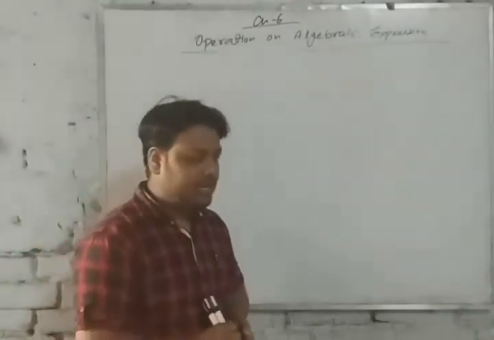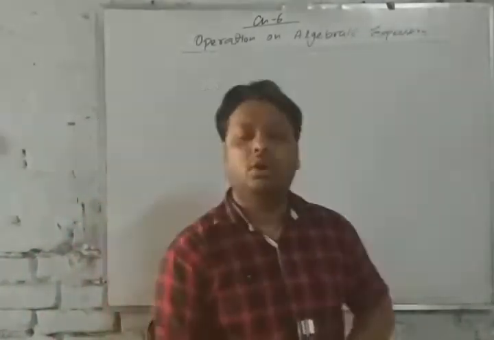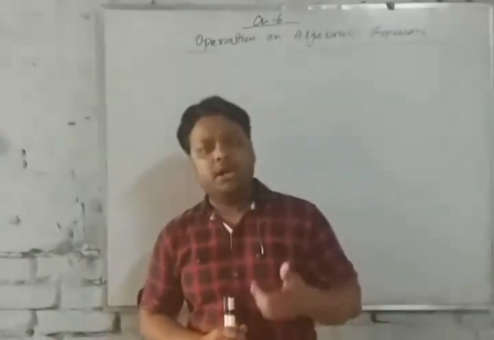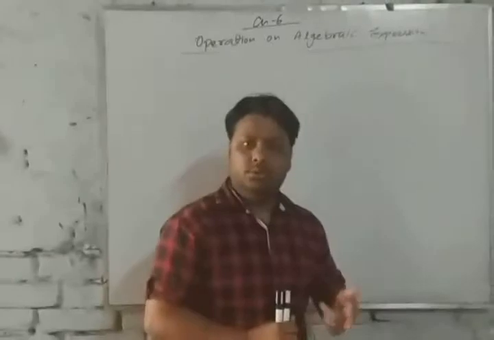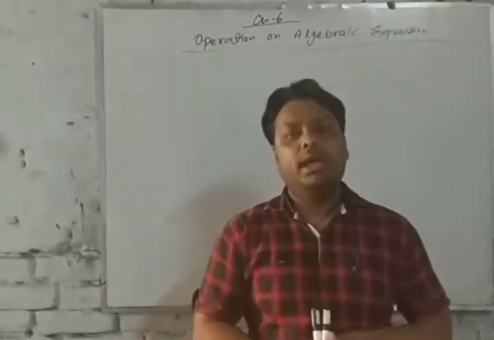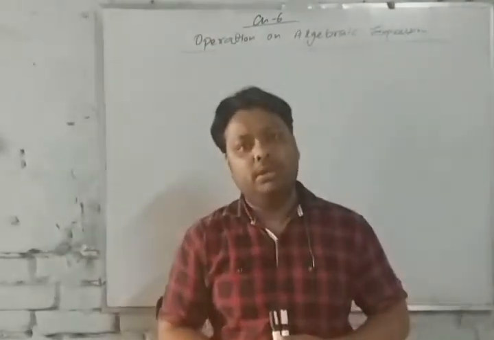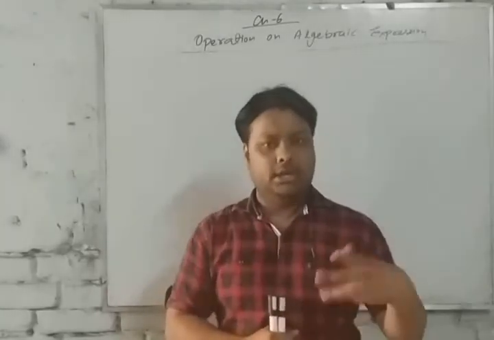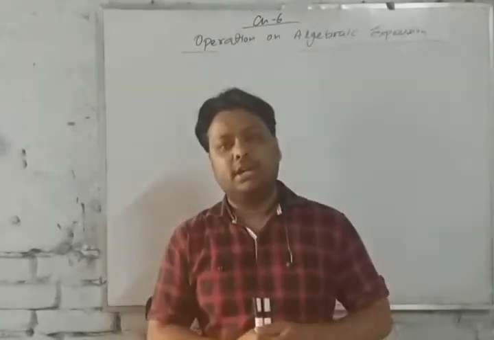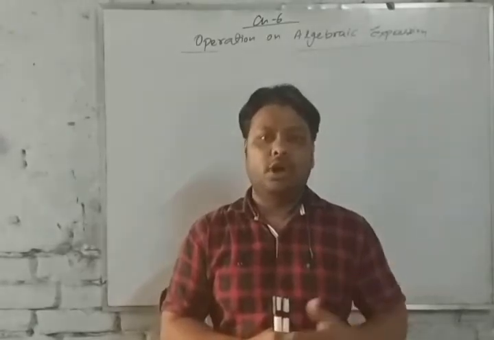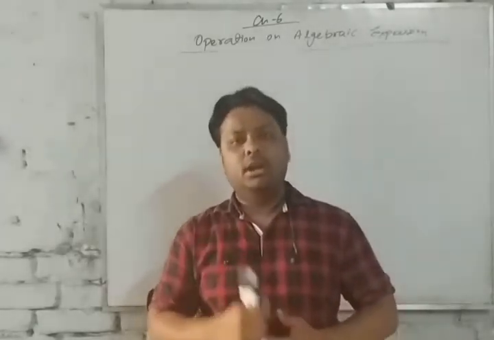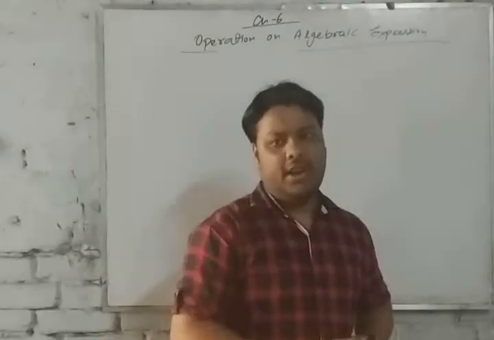The first one is (a plus b) whole square is equal to a square plus 2ab plus b square. The second identity is (a minus b) whole square is equal to a square minus 2ab plus b square. And the third identity we discussed is (a plus b) into (a minus b) is equal to a square minus b square. Now let's solve some other identities.